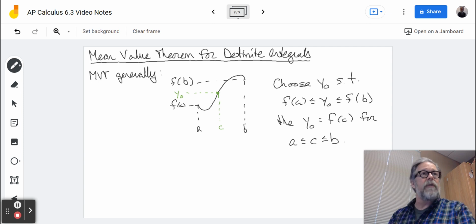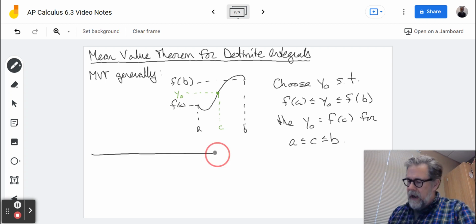Well, the only difference between the mean value theorem that we discussed for values and the mean value theorem for definite integrals is that there isn't really a difference, except that we're just going to drag in the average value. I'm not going to go through the whole process of how we got there, but here's the mean value theorem for definite integrals. So MVT for definite integrals.